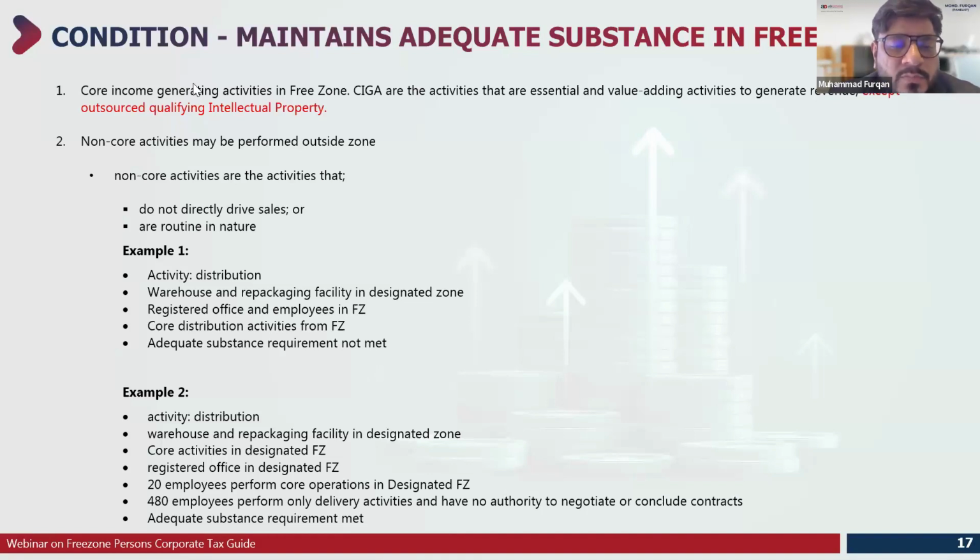But in example 2, if our activity of distribution is in the designated zone, the warehouse is also in the designated zone, the core activities are also in the designated zone, and the registered office is also in the designated zone, even if most of our employees are outside the designated zone and they are doing non-core income generating activities, even then this business will be deemed to be maintaining adequate substance within the designated zone.